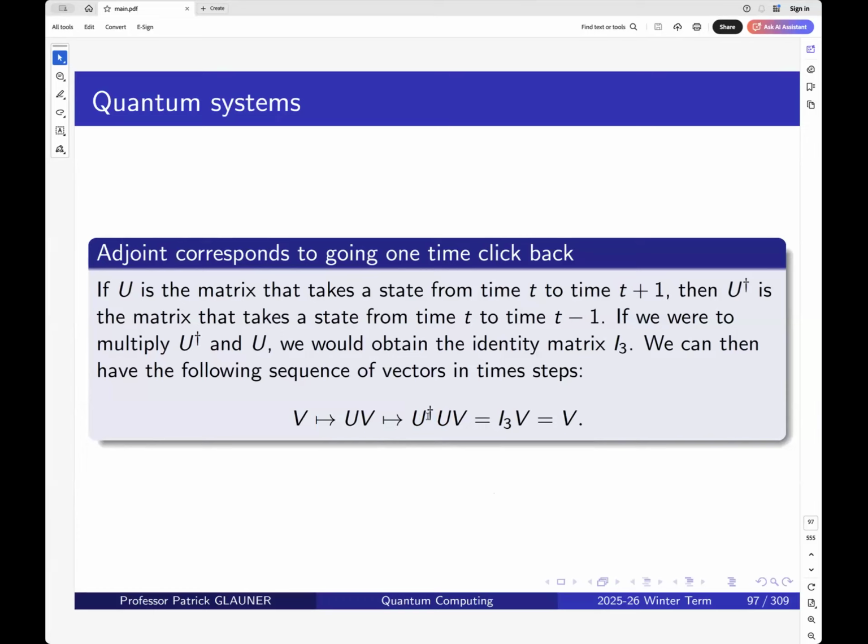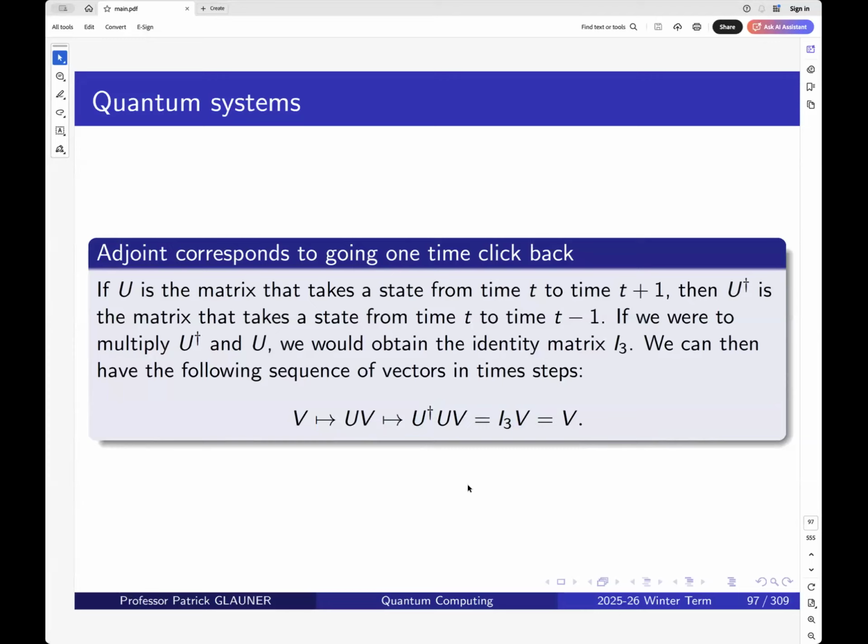So with the adjoint, we can go back in time, and eventually this product just undoes the evolution, and that's the identity matrix, which is neutral here, so it's just V. But the order is very important. We always multiply the matrices from the left in exactly that order.